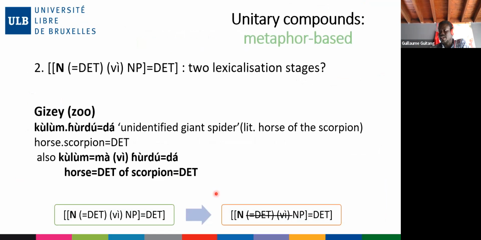Now, I've talked about this. If you take the case of Kulum Hurduda, you can have it as Kuluma vi Hurduda, where you have the internal determiner and the preposition of. So also thinking about two lexicalizations, but this is not very important.